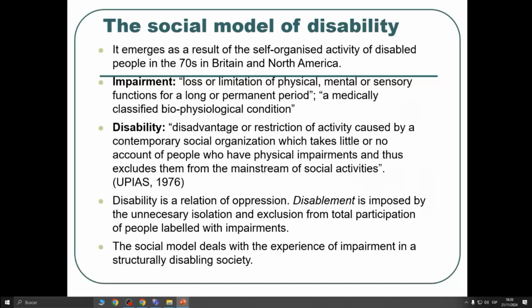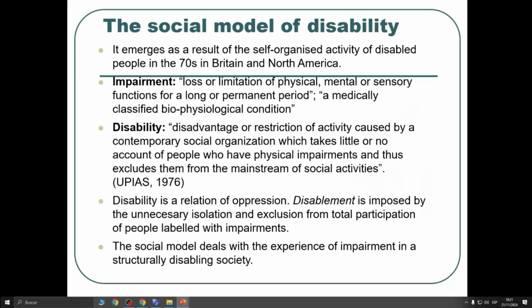So here we understand impairment as a loss or limitation of physical, mental, or sensory functions for a long or permanent period, or a medically classified biophysiological condition. In other words, something that happens in the individual structure of a person, something that affects physically and or functionally the capacity for somebody to function normally at the individual level.